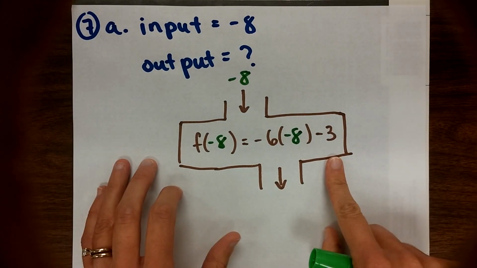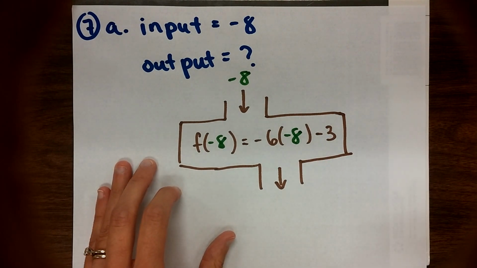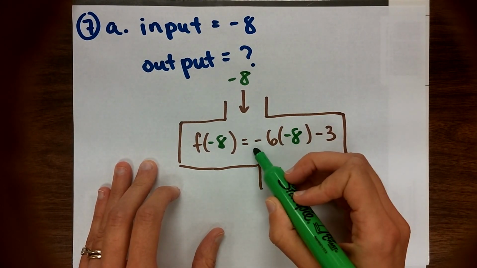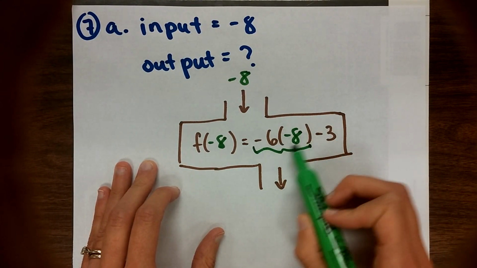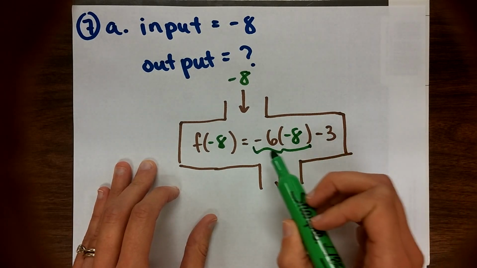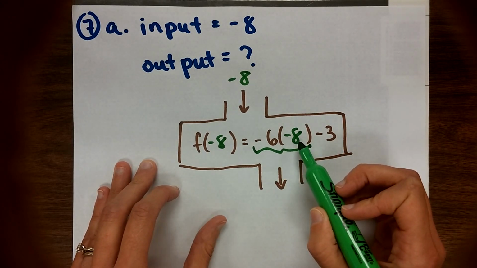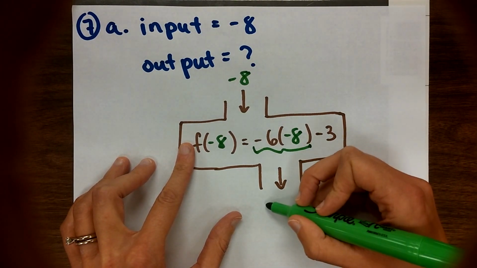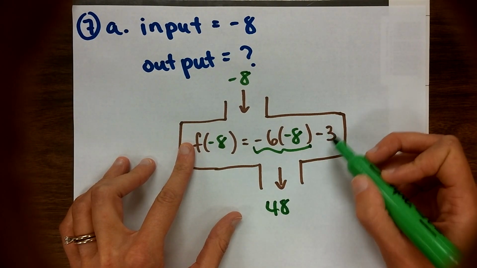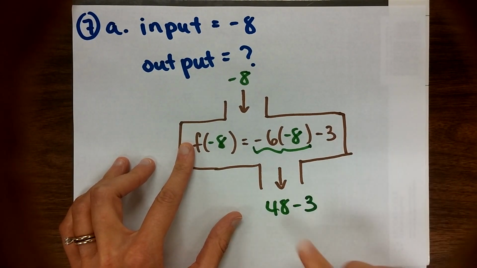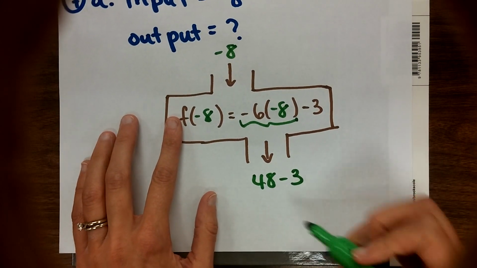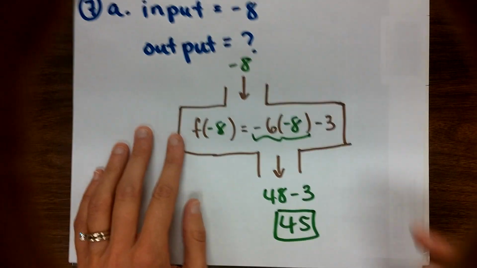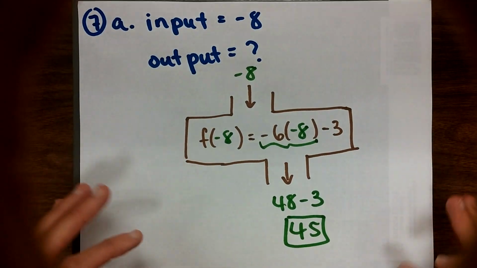And then I'm just going to simplify this. Thinking about PEMDAS, order of operations, since this -6 is right next to these parentheses, this is multiplication, and we would do multiplication before we would subtract. So -6 times -8, a negative times a negative is always going to be a positive, and 6 times 8 is 48. And then we have the -3. Then we do the subtraction, and 48 minus 3 is going to give us 45 as our output. So we just replaced x with -8 and simplified.